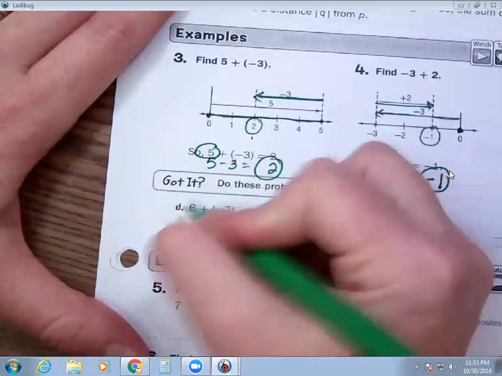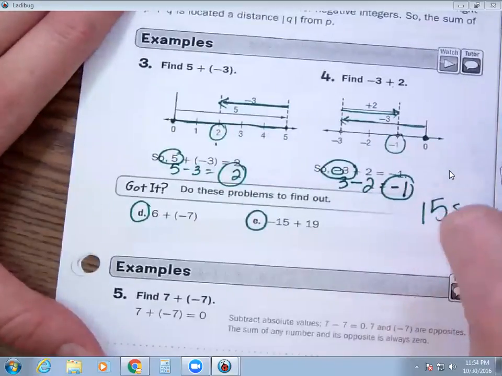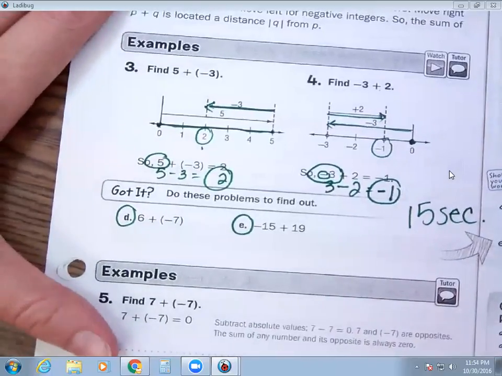So I want you to do D and E. Again, I'm going to give you about 15 seconds because these are pretty quick. You're going to subtract first and then take whichever sign is the largest absolute value. Go.